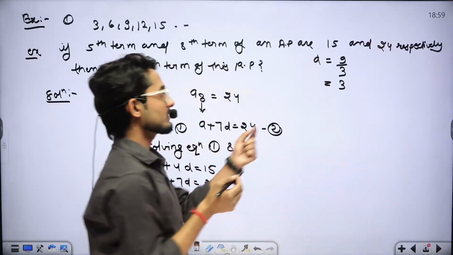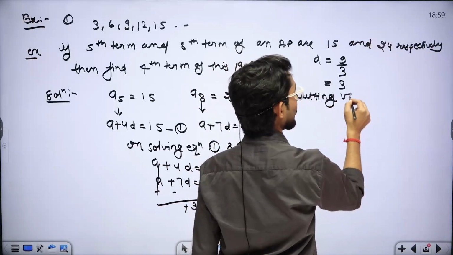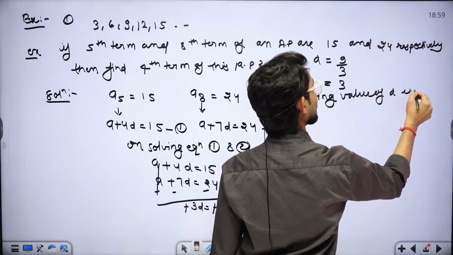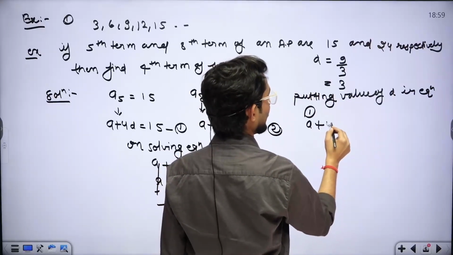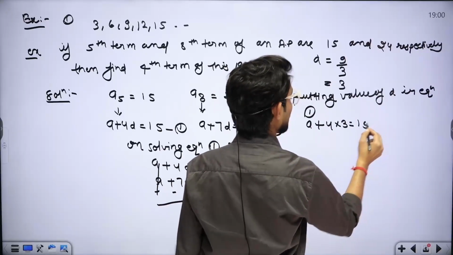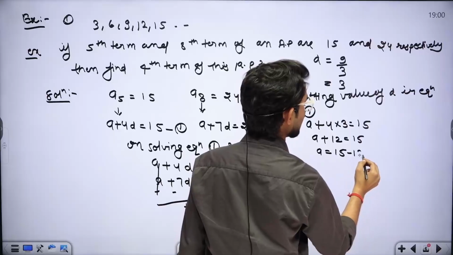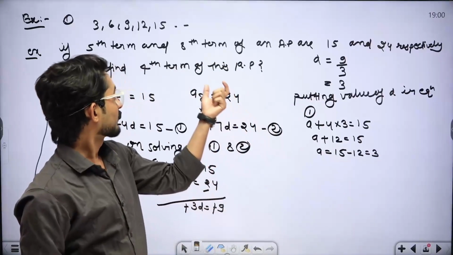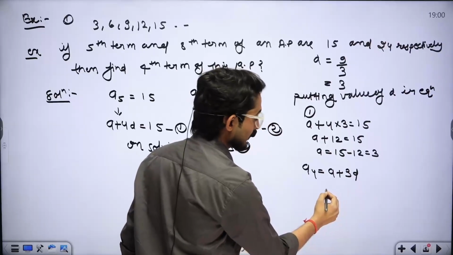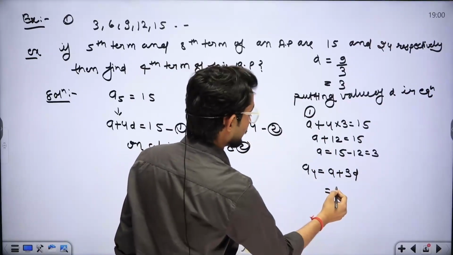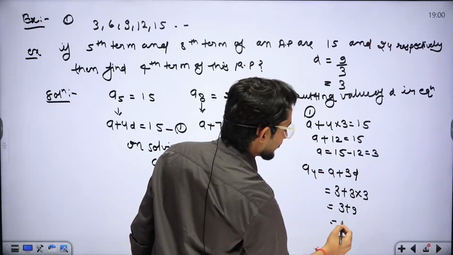Now for finding the value of A, putting this value of D in equation first. So we will get A plus 4 into 3 equal to 15. So A plus 4 3s are 12 equal to 15. So A equal to 15 minus 12. So we'll get 3. You have already found A and D. Now you have to find the fourth term. So how can you find the fourth term? A4 equal to A plus 3D. A is given as 3, and D is given as 3. So 3 plus 3 3s are 9. So we'll get 12.